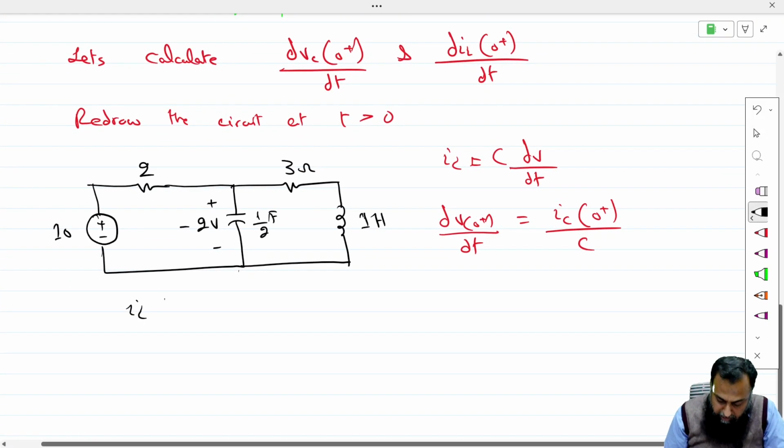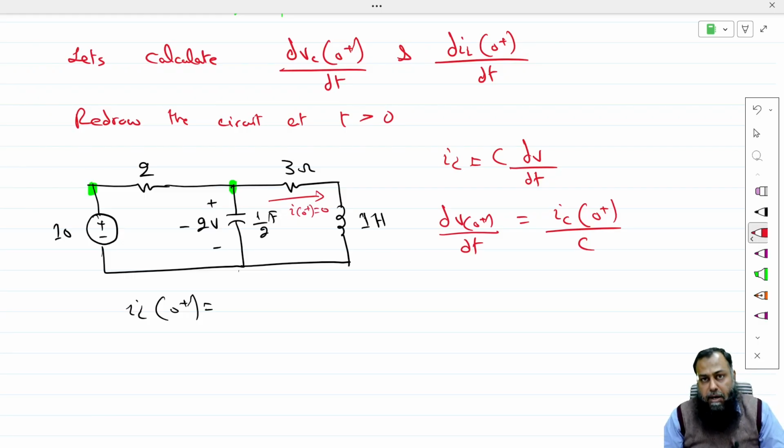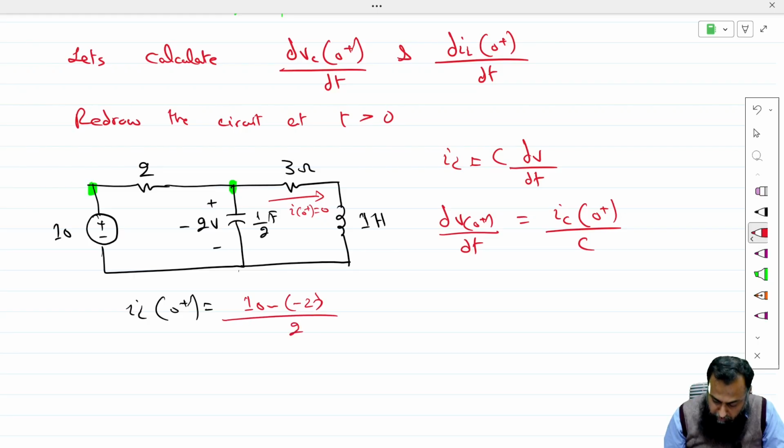So IC 0 plus equals this voltage minus this voltage divided by this resistance R. We don't have any current flowing here. This IL 0 plus is equal to 0 because there is an inductor in this path, and an inductor opposes sudden change in current. IL 0 negative is equal to 0 ampere, and therefore IL 0 plus is also equal to 0 ampere. So the current will only flow through the capacitor at time t equal to 0 plus. So IC 0 plus equals 10 minus minus 2 divided by 2, and that is equal to 6 ampere.